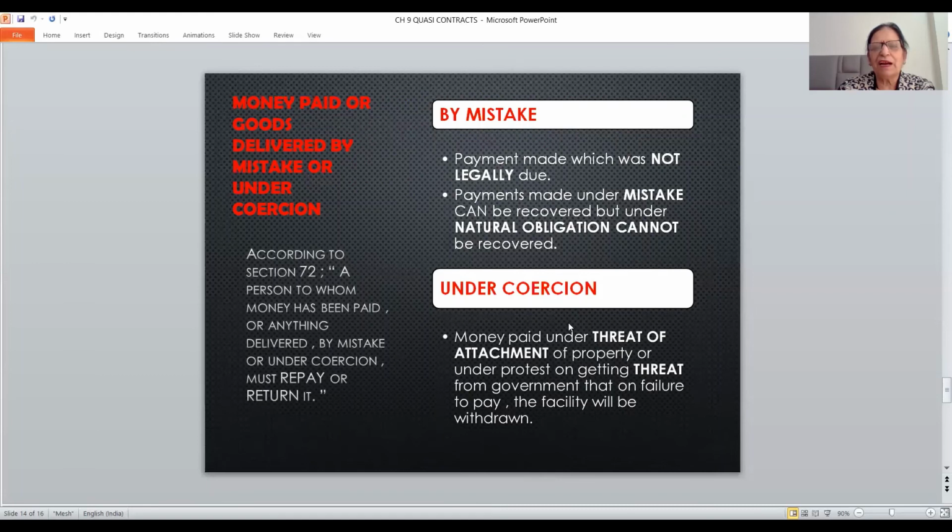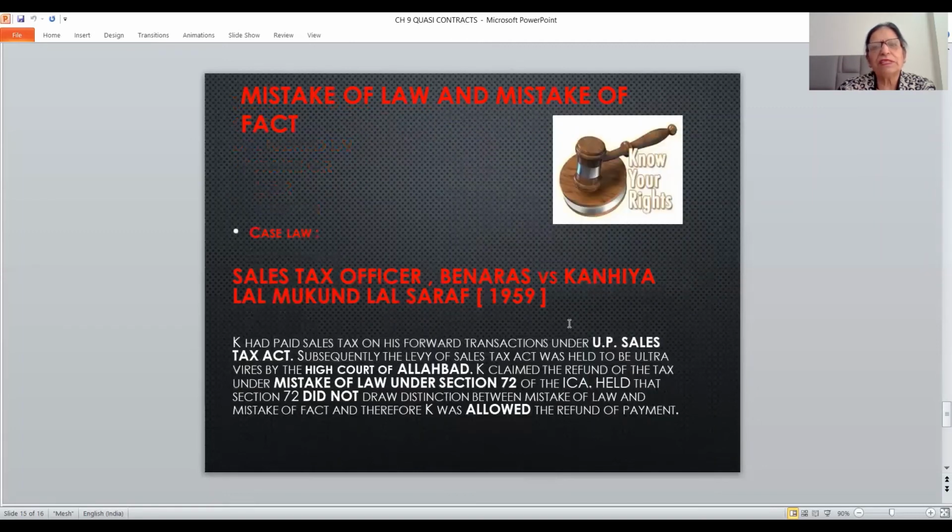Now, money paid under threat of attachment of property or under protest, on getting a threat from the government that on failure to pay, the facility will be withdrawn. Friends, now mistake of law and mistake of fact. Before I take up this point, I would like to explain this fifth point with the help of examples.